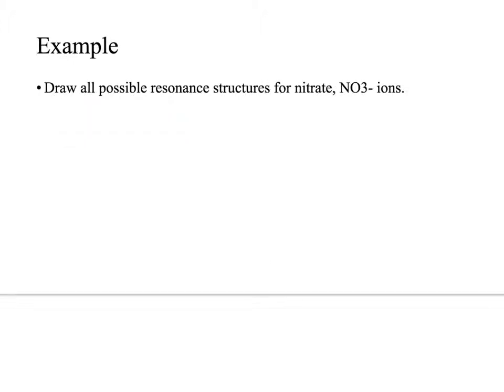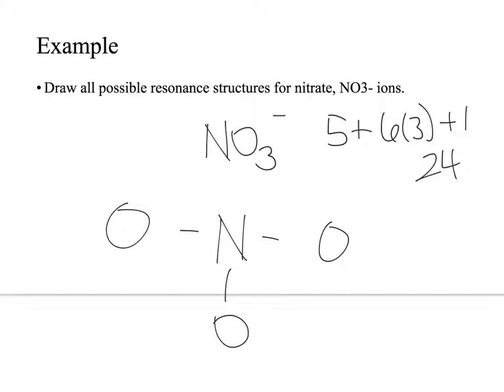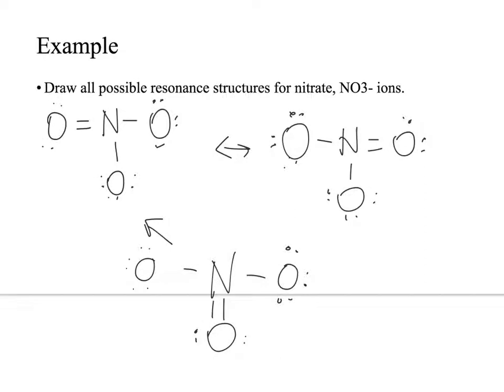So let's draw all the possible resonance for nitrate. Okay. So we have N, O, O, O, which by the way is 5 plus 6 times 3 plus 1, which gets you 24. So 2, 4, 6, 8, 10, 12, 14, 16, 18, 20. Wow, I counted that wrong. 2, 4, 6, 8, 10, 12, 14, 16, 18, 20, 22, 24. And then one of these needs to be a double bond. So I'm actually going to redraw this real quick. See, told you it's pretty fast. It's like I can stop time or anything.